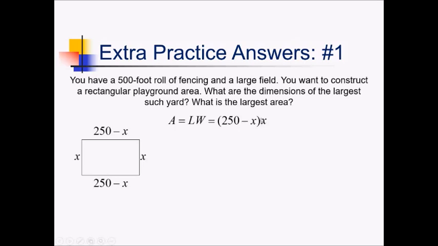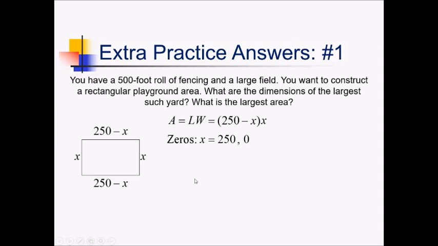And since this is intercept form, I can find the vertex by just averaging the zeros together. So the 0 for this first factor is just going to be 250, because 250 minus 250 is 0. And then the other 0 for this other factor of x is just going to be 0. All right, so if I average these together, that is going to give me the x value of the vertex for this function. It's also going to give me the width of this rectangle.